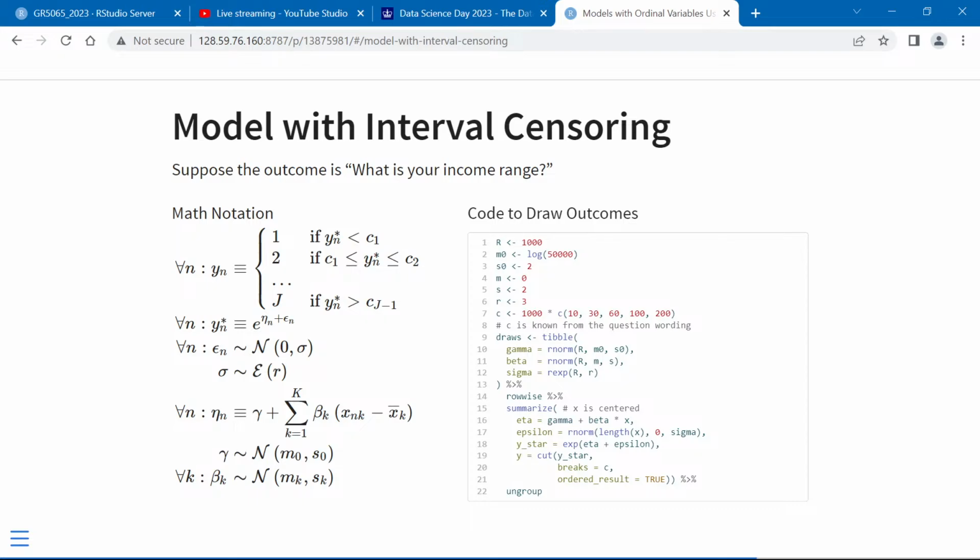Is y star the predicted income in dollars, and then is that cut function just breaking whatever the predicted income is into categories, relative to these cut points the survey ostensibly has? So yes, the prior predictive distribution of y star is in dollars, but y is in labels for everybody.